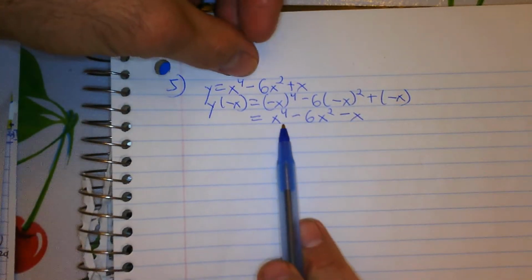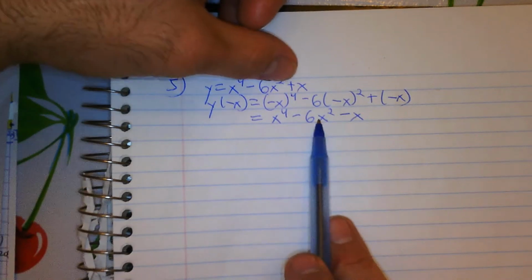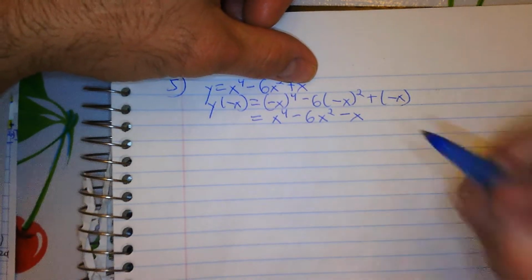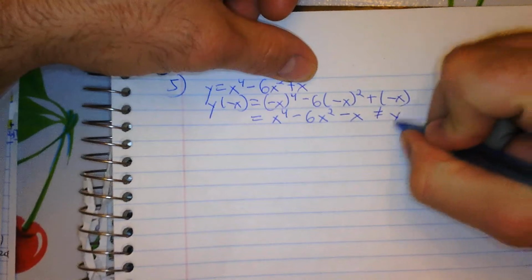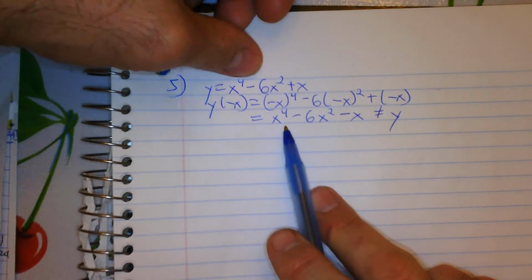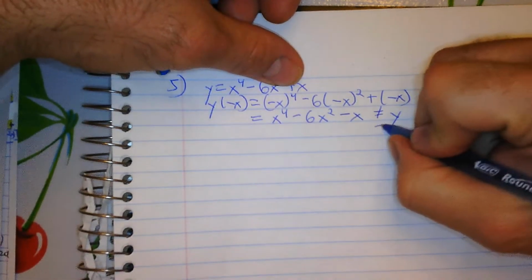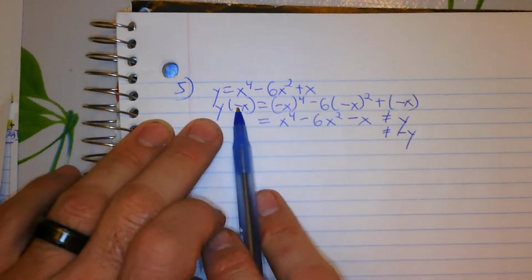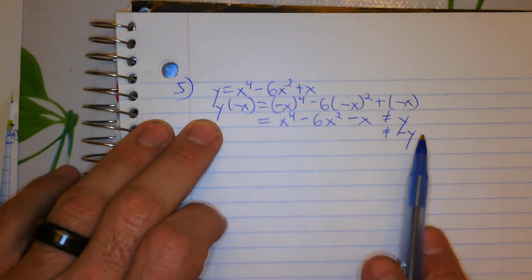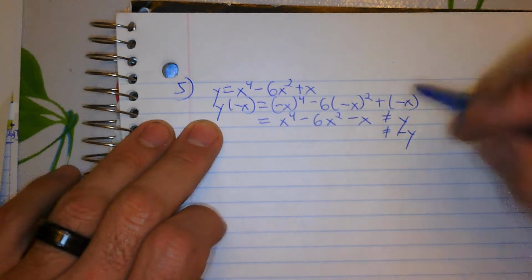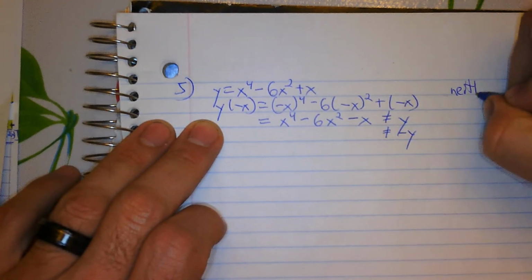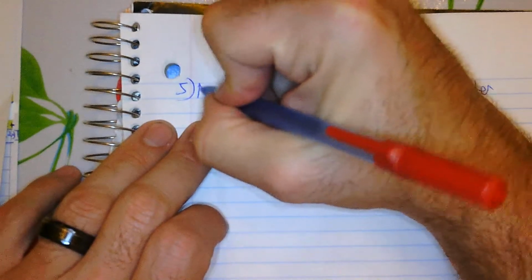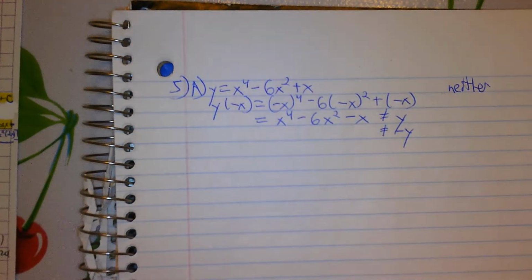I see, does this match up with the original? Yes, yes, no. So this does not equal the original y. Does it equal negative y? No, not at all. Well, if y of negative x doesn't equal y, and it doesn't equal negative y, then the answer should be neither. The answer for 5a should be neither.